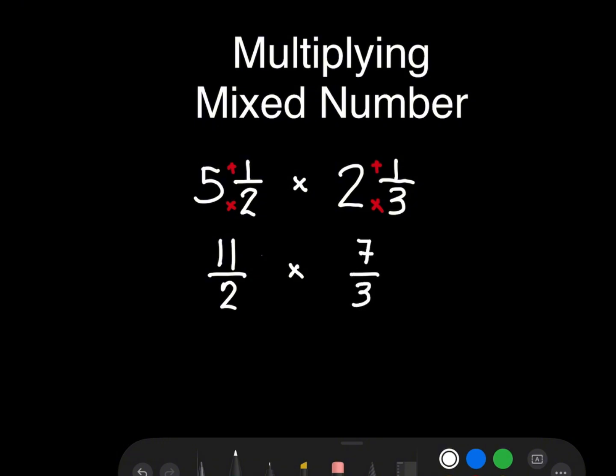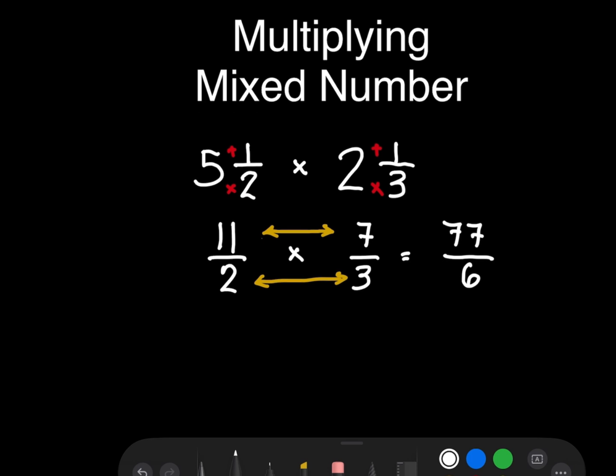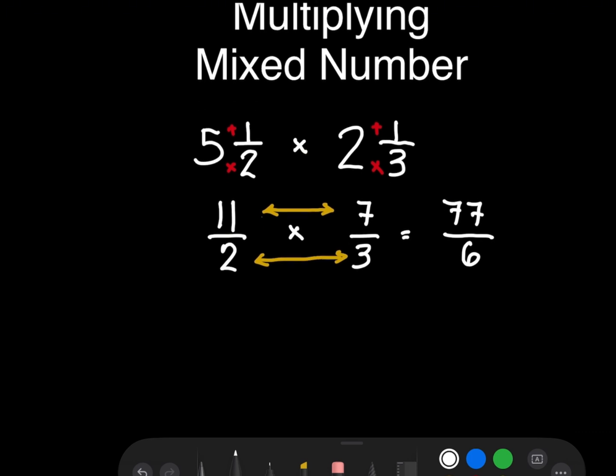And after that, you just directly multiply 11 and 7. So what is 11 times 7? That is 77. And then you do the same with 2 and 3. So 2 times 3 directly. So that is 6.